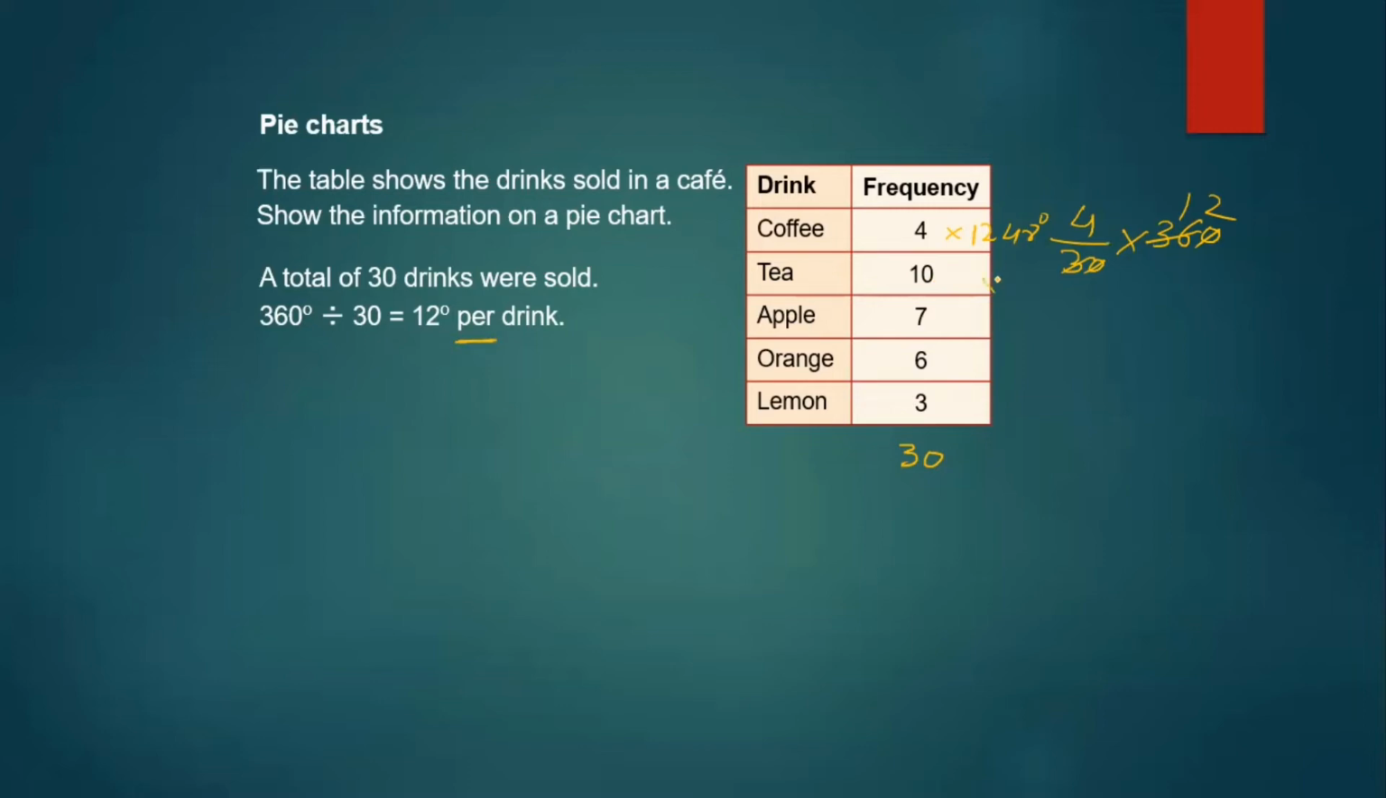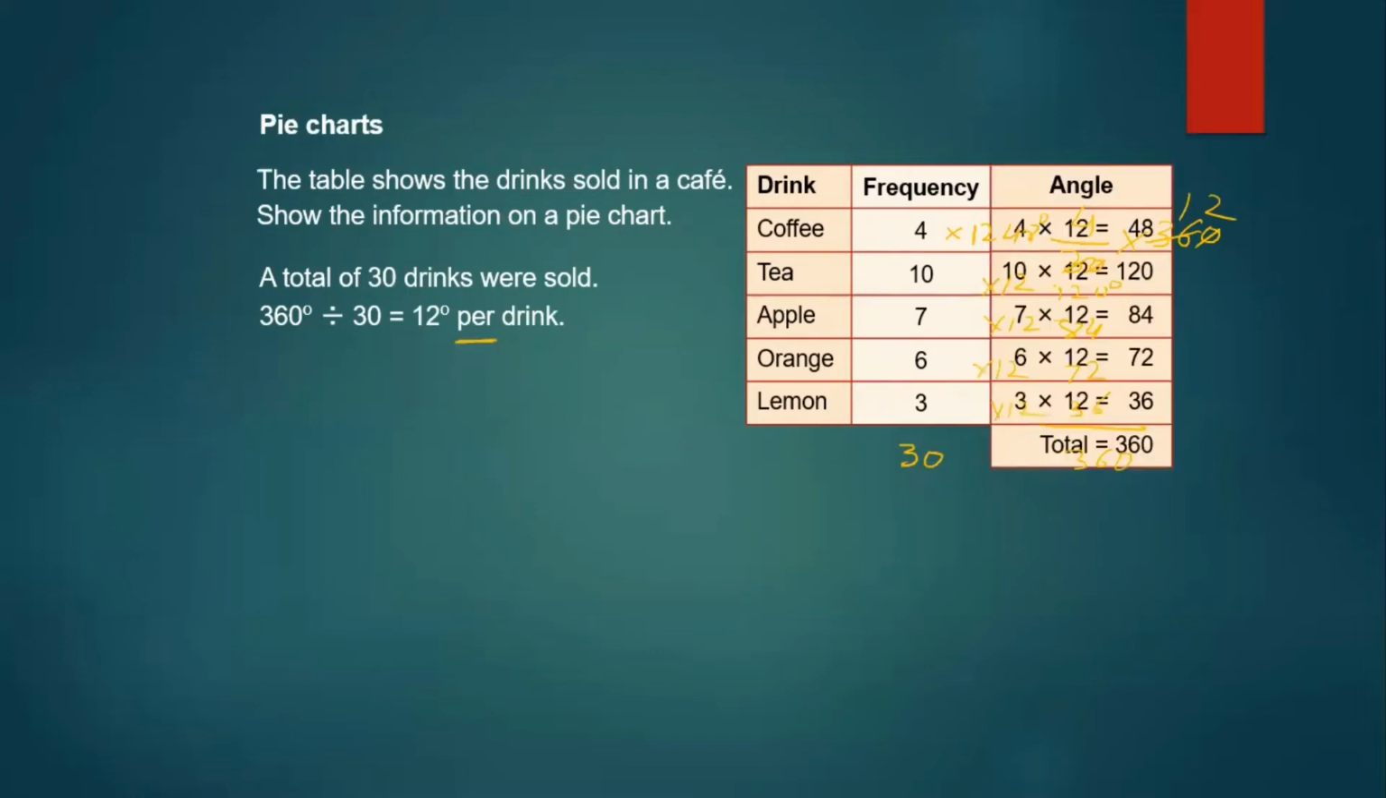So 10 drinks will be 10 times 12, and that is going to be 120 degree. Apple is 7, so 7 times 12, which is going to be 84 degree. And orange is 6, so 6 times 12, it is going to be 72 degree. And lemon is 3, so 3 times 12, it is going to be 36 degree. And when we add all of these angles, definitely you should get 360 degree. So these are the sector angles calculated. The total of the sector angles, you will always get 360 degree.